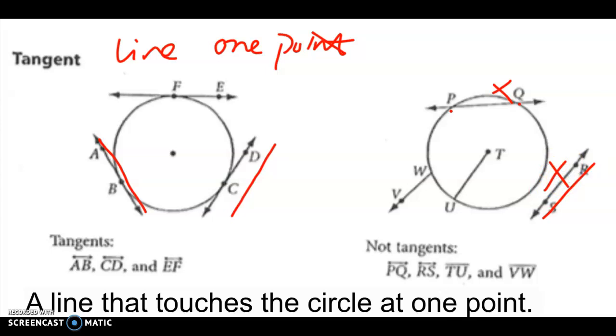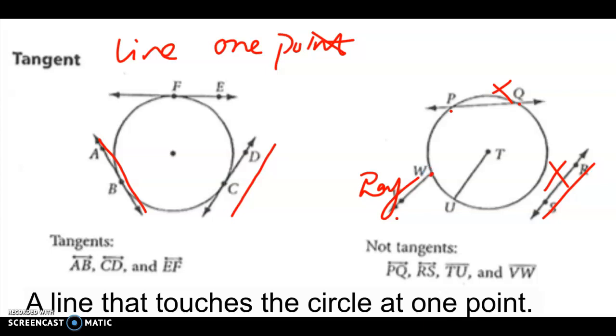And WV is, we can say, W is an endpoint. Sorry, it's a ray, because this is the endpoint right here. W is the endpoint here, so it's a ray. It's not a line. That's why WV is not a tangent. Okay.